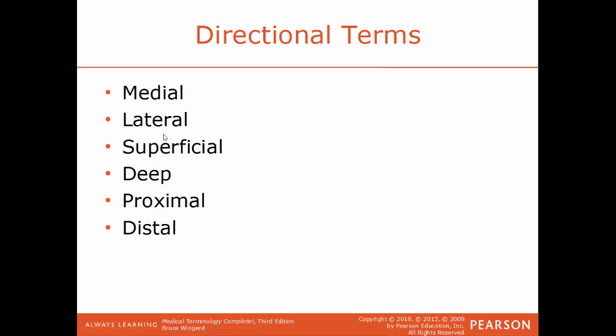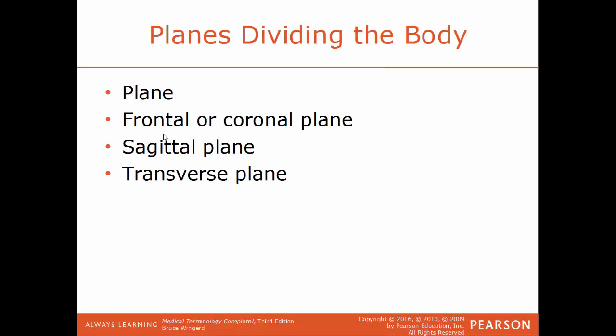Distal means further away. All right, now we'll talk about the various imaginary planes that will divide the body. And this helps to dissect the body into various regions. There are three main planes that are used, and each has more than one term that you'll see used to describe them. The first one, frontal or coronal plane. This will divide the body into a front portion and a back portion.